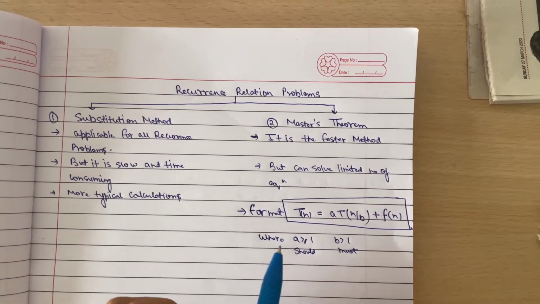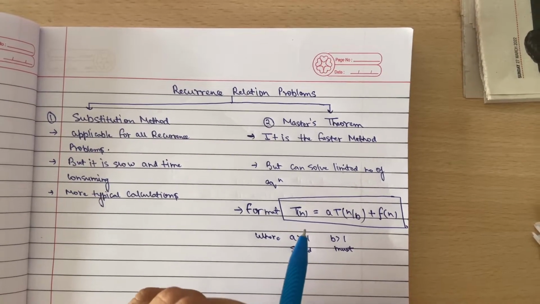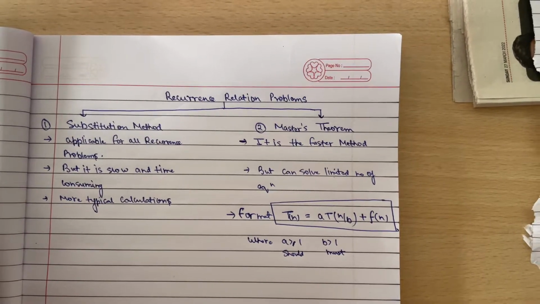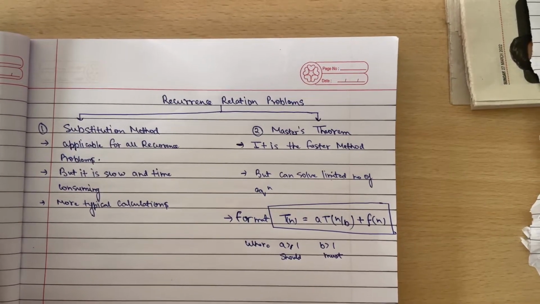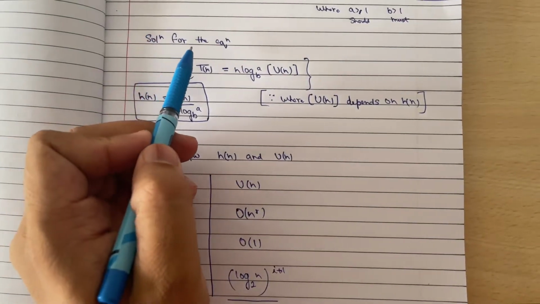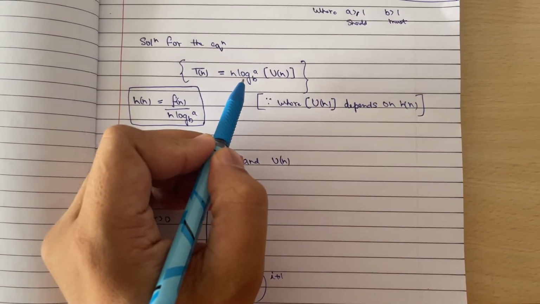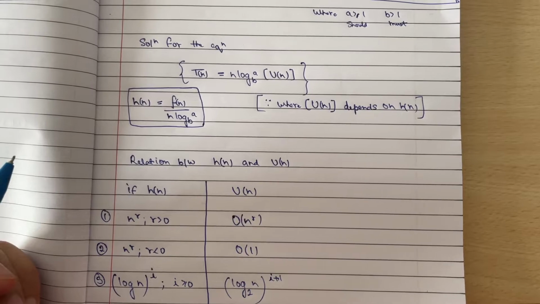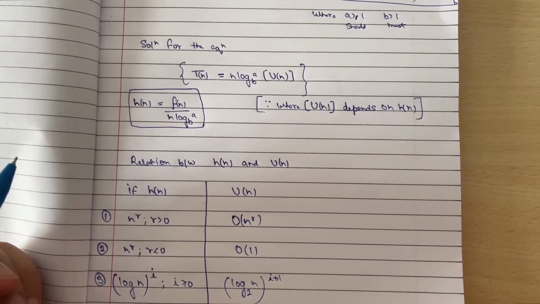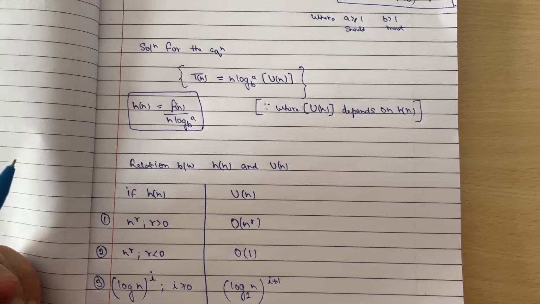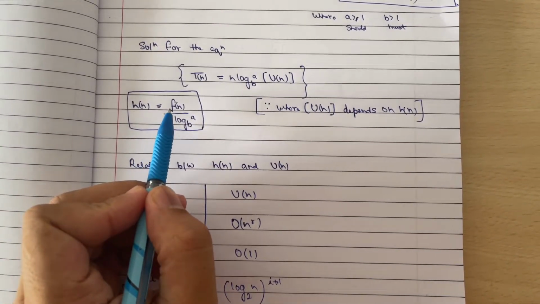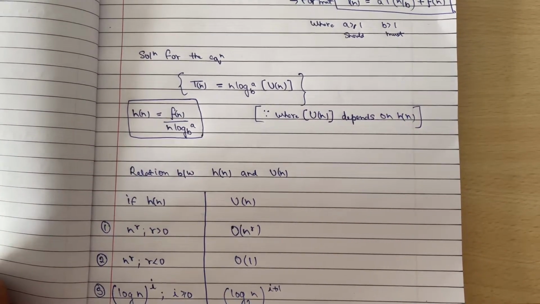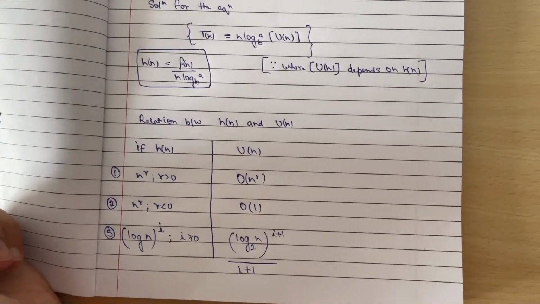For that, the format of the equation should be T(n) = aT(n/b) + f(n), where a should be greater than or equal to 1 and b must be greater than 1. The solution for the equation is T(n) = n^(log_b a) * U(n). For finding U(n), we first find H(n) because the value of U(n) depends on H(n), and the formula is H(n) = f(n) / n^(log_b a). After finding H(n), we correspondingly find U(n).